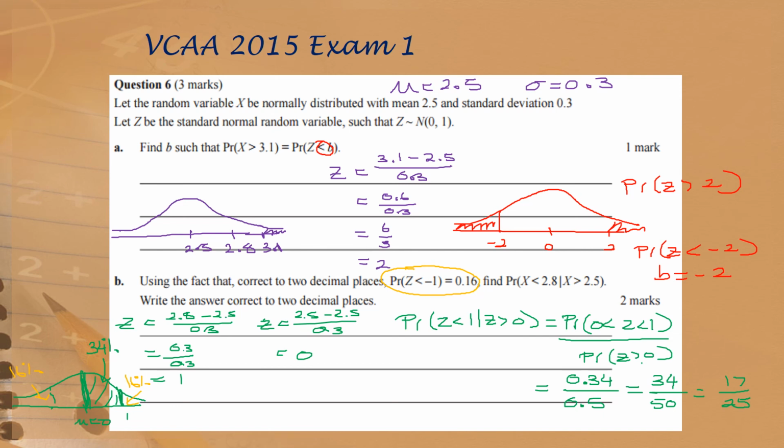So once again, something to make sure you're remembering for exam 1 is that rule 68, 95, 99.7%. Have a go with these questions, and as always, let me know if you have any questions.